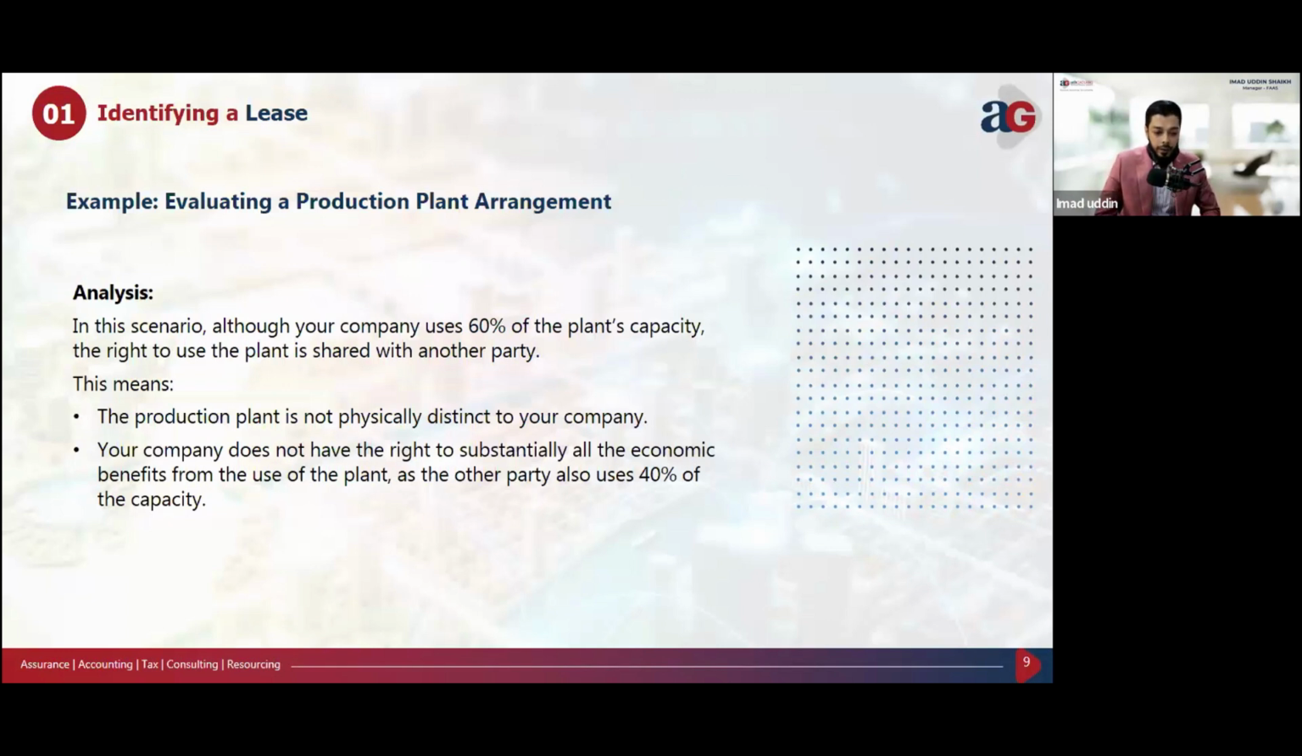Again, the key consideration here was about whether this is an identified asset, and we have two evaluations here. First of all, the production plant is not physically distinct to your company, and your company does not have the right to substantially all the economic benefits from the use of the plant, as the other party also uses 40% of the capacity. So even if there was 60% capacity allocated to us, or let's say in case there was 95% capacity allocated to us, would that be a lease? We'll talk about it in a bit.